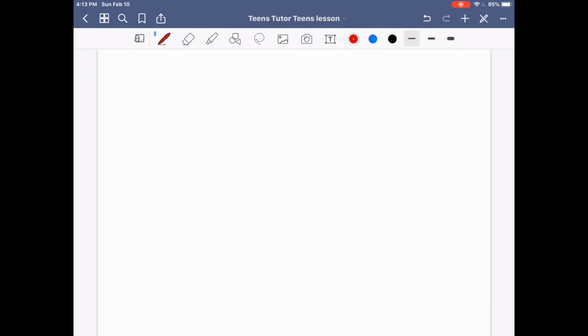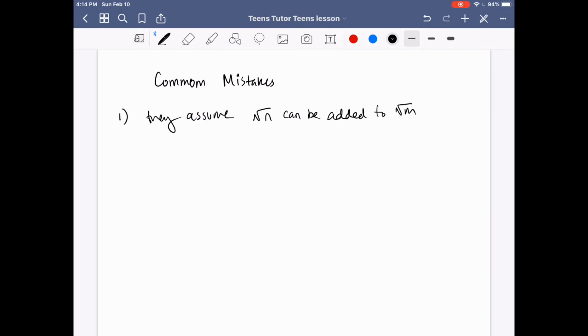So we're going to look back again at probably 2 of the most common misconceptions that people make. So let's go over here. Common mistakes. Number 1, like we said, they assume that square root of n can be added to square root of m, in this case where n does not equal m, in terms of all real numbers. So people sometimes assume that they can do square root of 2 plus square root of 3, and they think that also equals the square root of 5, which it does not.